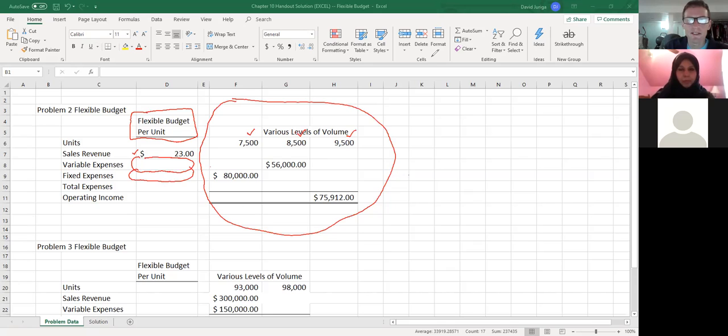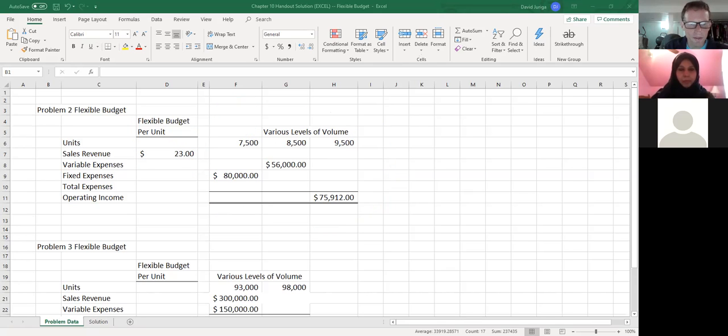And that's essentially what we're doing in this problem. So take a minute, just think about this. Look at what they've given us. At 7,500 units, they've given us fixed cost of 80,000. And if you recall, this is a total fixed cost, right? So if I were to move over to 8,500 units or even 9,500 units, ask yourself this: what do you think the fixed cost would be for each of those volumes of activity?